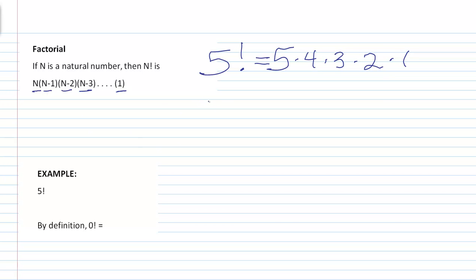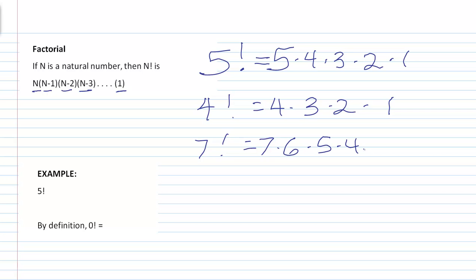So if we had 4 factorial, we would start with 4 times 3 times 2 times 1. 7 factorial, 7 times 6 times 5 times 4 times 3 times 2 times 1. So the notation of the exclamation point simply means start with this number, count down by ones, multiply those numbers together until you get to the value 1.